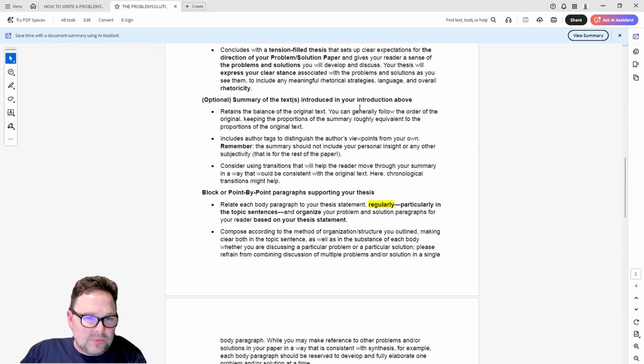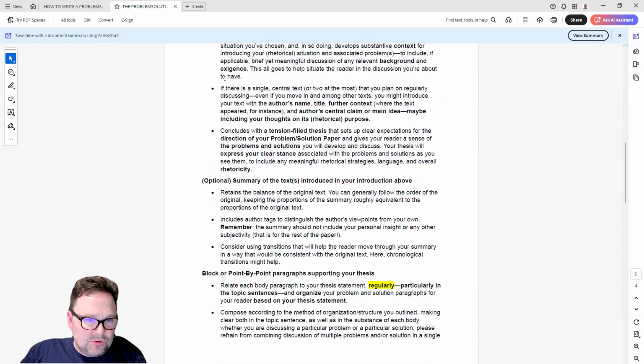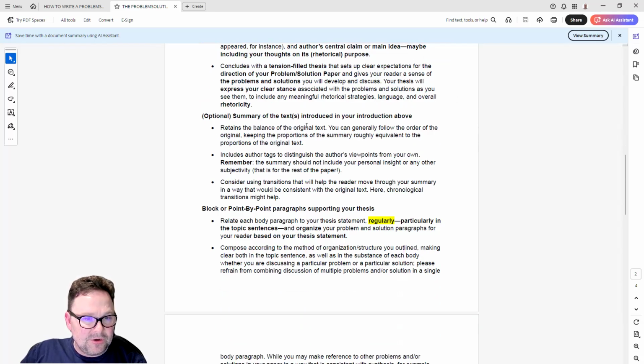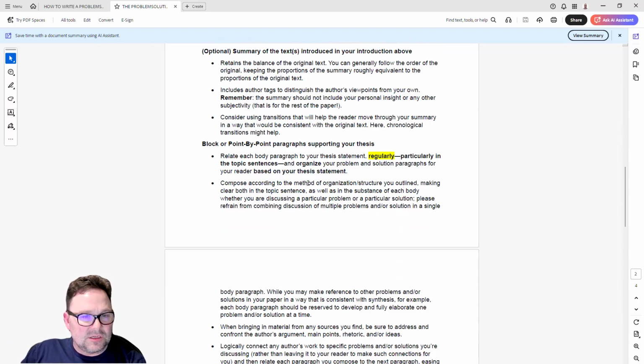Here I have optional. This is if you do have some kind of text that you're going to use throughout your paper and you introduce it here, it may be effective to go ahead and summarize that here. But if you're again not going to use that sort of central main text or author, and you're just going to use a handful of other supporting texts, you don't have to summarize them here. But I just included this so you can be reminded of what summary writing ought to consist of, at least in part.